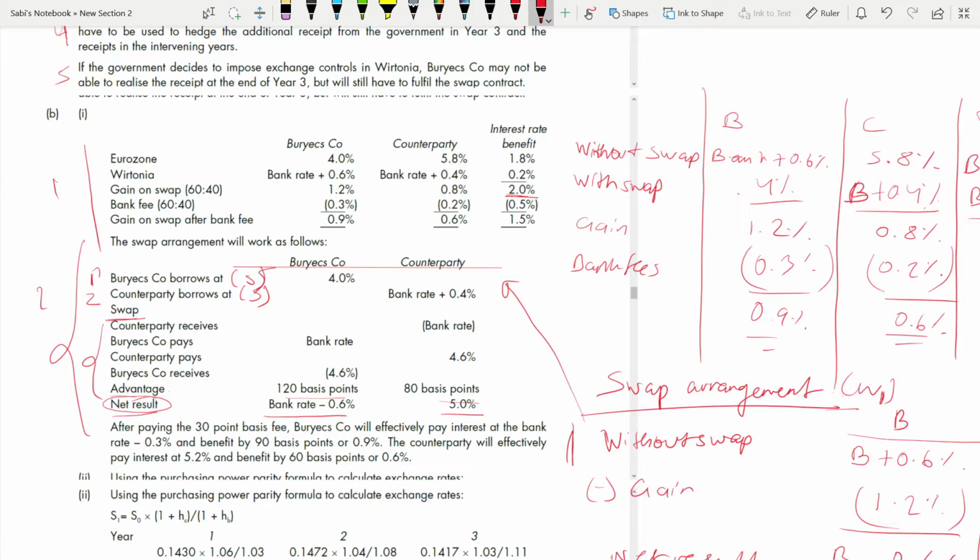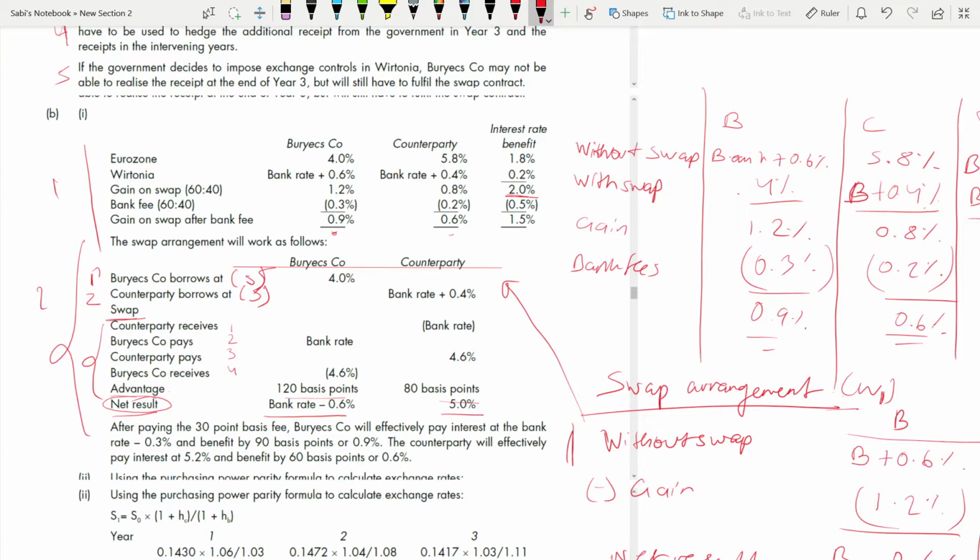Before you deduct bank fees, don't go and take this 0.9 and 0.6, then everything will turn out wrong. Now you are done. Now only these four things are remaining. 1, 2, 3, 4. These four things you have remaining: what to pay, what to receive.